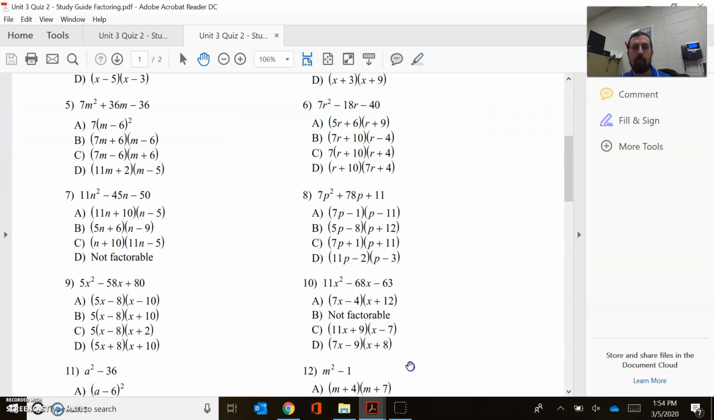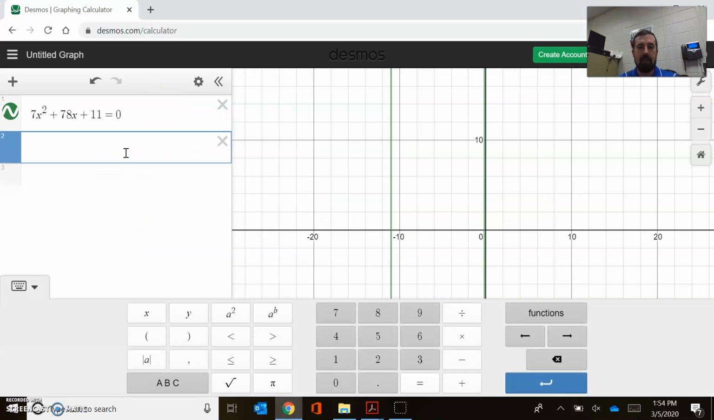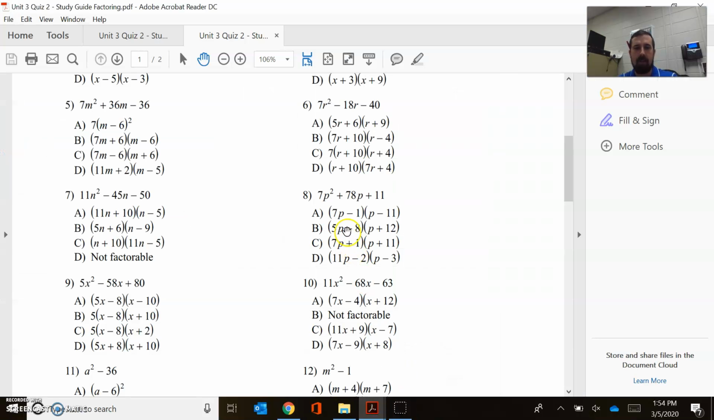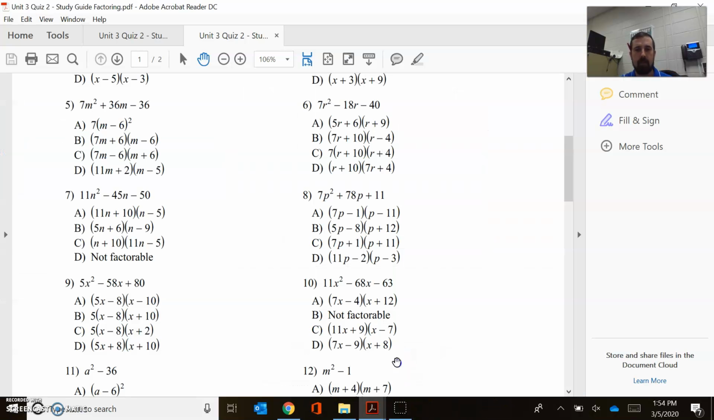Again, we're talking about the quadratic formula. Now what you do for number 8 is plug in all of your answers. So this right here, 7x minus 1, x minus 11. I'm going to plug that in. And what I'm looking for is if it lines up exactly the same way. So 7x minus 1, and then x minus 11, I believe that was it. Let's make sure. x minus 11, yep.